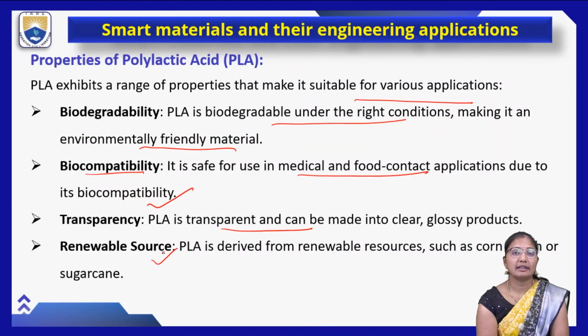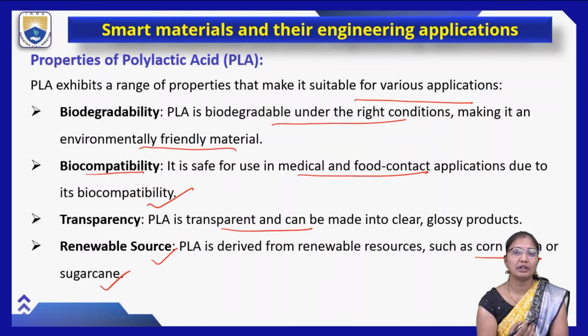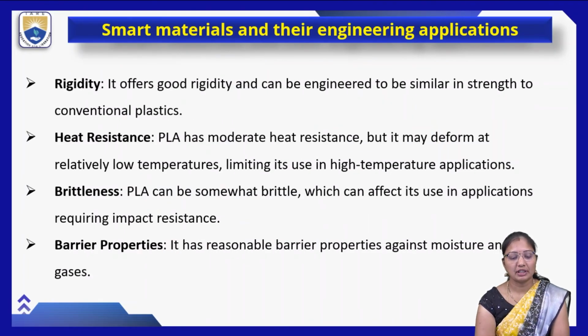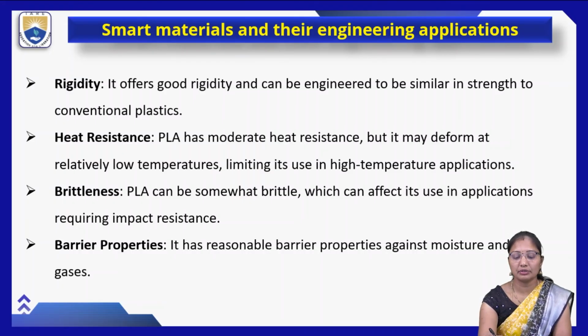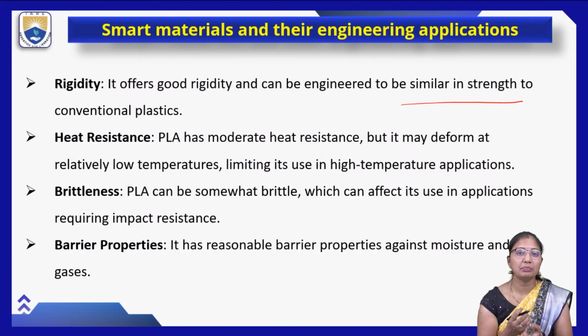And the main thing is the renewable source. It is extracted from renewable sources like corn starch or sugarcane. This makes polylactic acid even more applicable in different industries or fields. And next thing, the rigidity. It offers good rigidity, meaning strong, and can be engineered to be similar in strength to conventional plastic. Compared to conventional plastic, the rigidity of polylactic acid is comparatively high. So this makes PLA preferable to conventional plastics.